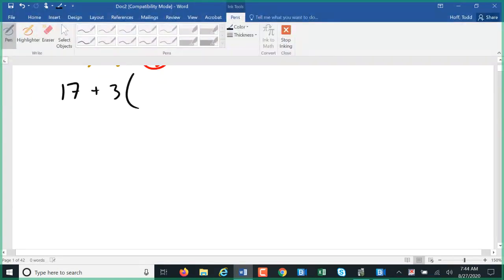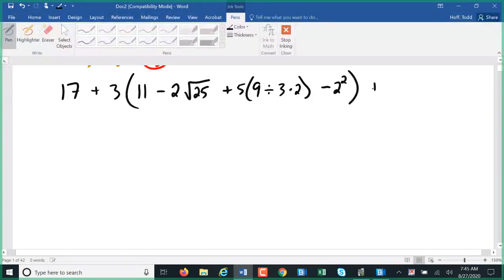Something like 17 plus 3 times 11 minus 2 times the square root of 25 plus 5 times 9 divided by 3 times 2 minus 2 squared plus 3 plus 4.